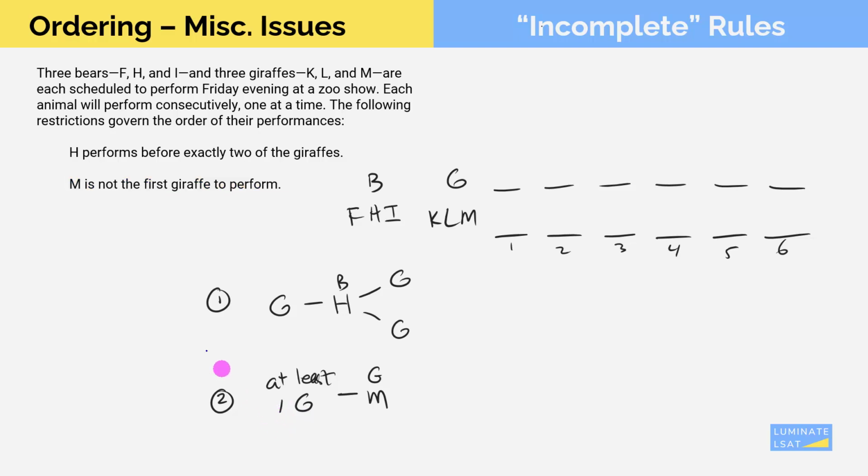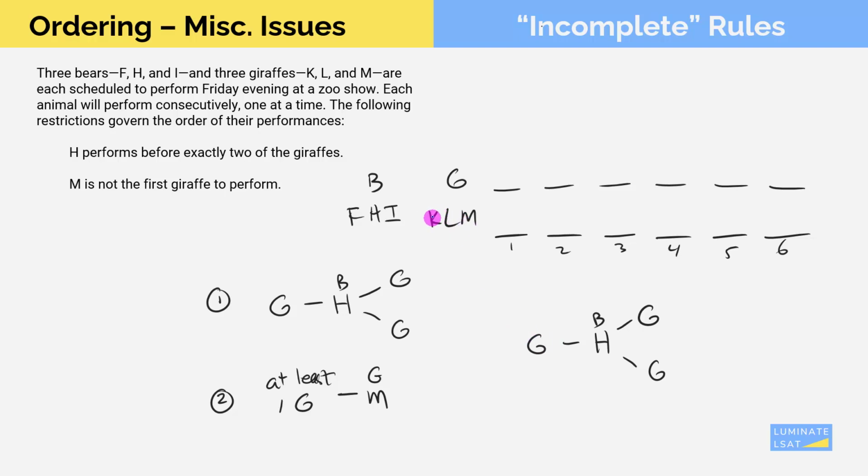And now that we've represented rule 1 and rule 2 in a more visually complete manner, we might be able to see how these rules interact. And so let me go ahead and just recopy rule 1 over here. Let's see how rule 2 might fit in. If M, which is a giraffe, has to have at least 1 other giraffe before it, well that means M cannot be the first giraffe here. And if M is not the first giraffe here, then who could be this first giraffe?